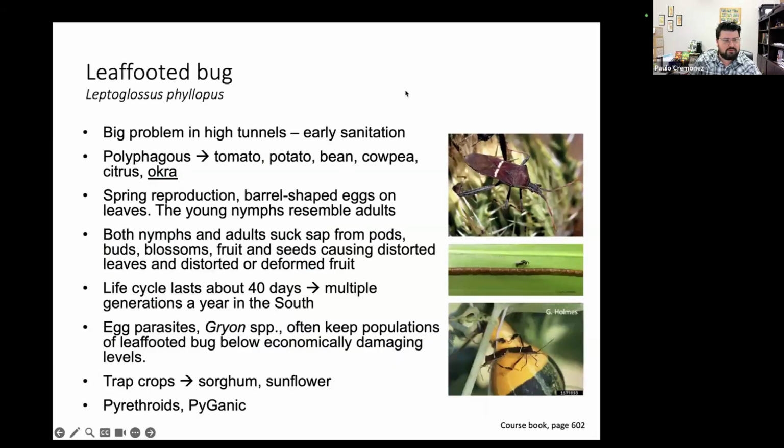Moving on to leaf-footed bug, another species of hemipteran. It's a big problem for high tunnel productions. So it requires early and constant sanitation over there, but you can also make use of shade cloths. It's really good to maintain the populations low and out. There are different species of leaf-footed bug, but this is the main important one, Leptoglossus phillipus.